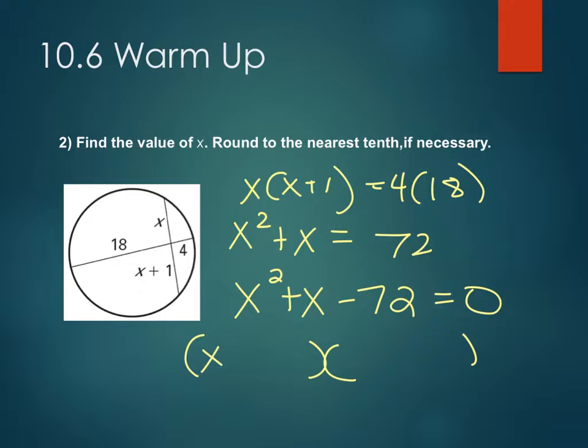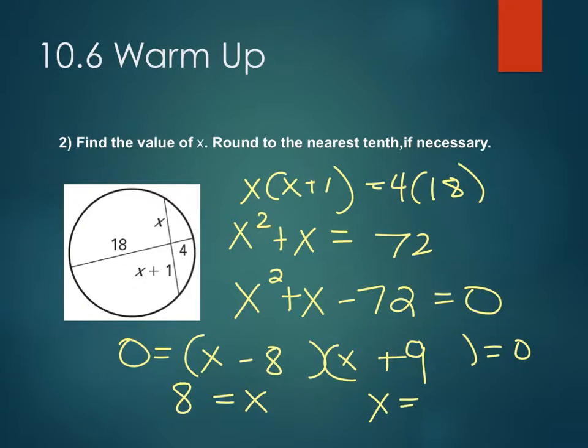Factors of x squared are x and x. And then I'm looking for the factors of negative 72 that add up to positive 1, which would be what? Good. Negative 8, positive 9, because you want the bigger one to match that positive sign. Set these each equal to 0, and when you solve it, you get positive 8, negative 9, and since one of our lengths can't be negative, we rule out the 9 and keep the 8.